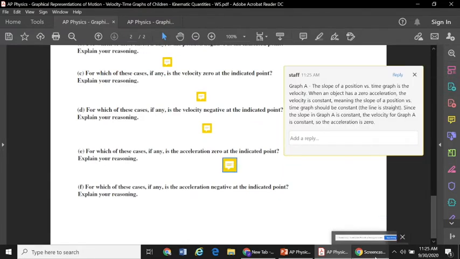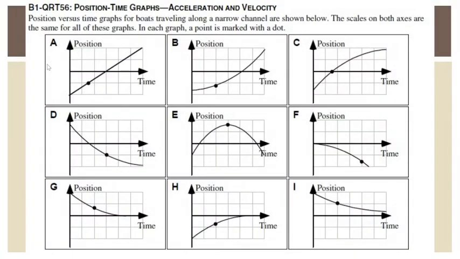The slope tells you the velocity. When the slope is constant, the velocity is constant. When the velocity is constant, the acceleration is 0. Pretty straightforward. Now F is asking you when the acceleration is negative. And this one is kind of tricky. And so I want to go back to the graphs here and think about the slopes of the tangent line. Again, first of all, it's definitely not A here, so we can just get rid of that.